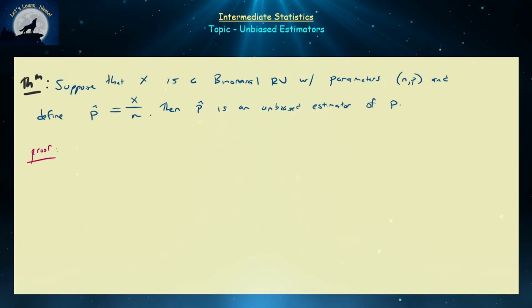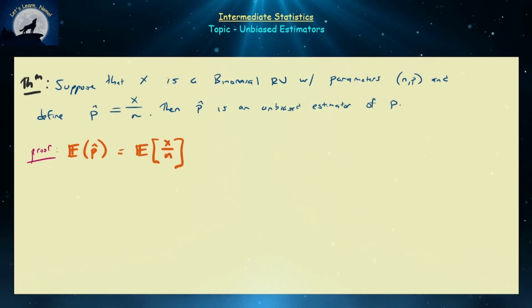So how to prove this? What we're going to do is take the expectation of this random variable p hat, which by definition of p hat is going to be the expectation of capital X over n. Keep in mind n is just a constant, so 1 over n can factor out of the expectation operator. That's going to be true whether X is discrete or continuous, because expectations are technically just sums and integrals in disguise. So we're just going to have the expectation of X.